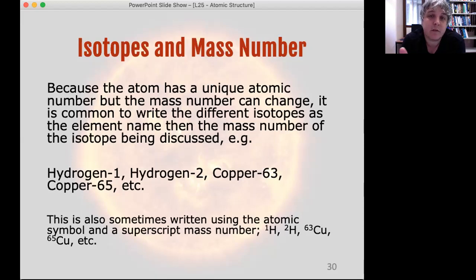If you know the atomic number of copper, then you can tell how many neutrons are in there based on that mass number. This is sometimes also written using the atomic symbol and a superscript mass number, which is 1H, 2H, those are hydrogen-1 and hydrogen-2. Copper-63 would be 63, and then Cu for copper. I don't expect you to know the atomic symbols. If you do chemistry and you do know some of them, that's fine, but I don't expect you to know them. I will provide any atomic symbols that you will need when you need them.